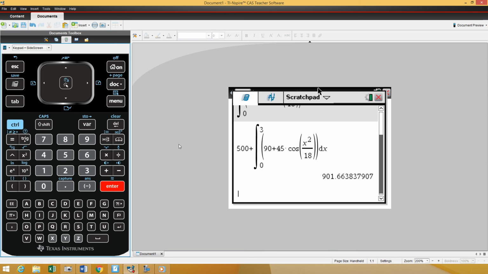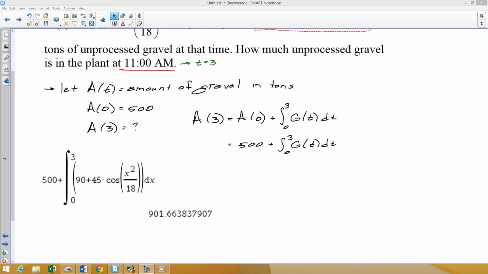So there's our answer for this problem. And always remember to include units when you're answering a question like this. So how much unprocessed gravel is in the plant? We started with 500 and we added another 401. So there are that many tons.